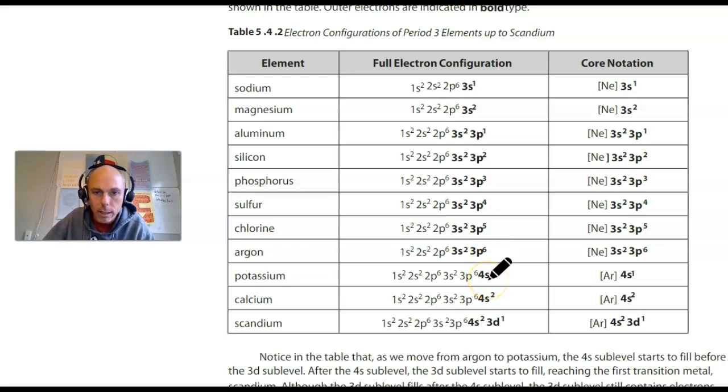Potassium comes next. 4s fills after 3p. 4s2. Then the D fills after the 4s. So we're seeing these electron configurations aligning, as we would expect, with the way that that periodic table is laid out in the order that sublevels fill. So let's talk about core notation, and then we'll go to a normal periodic table that doesn't have those blocks filled in to use it to write electron configurations for any element.